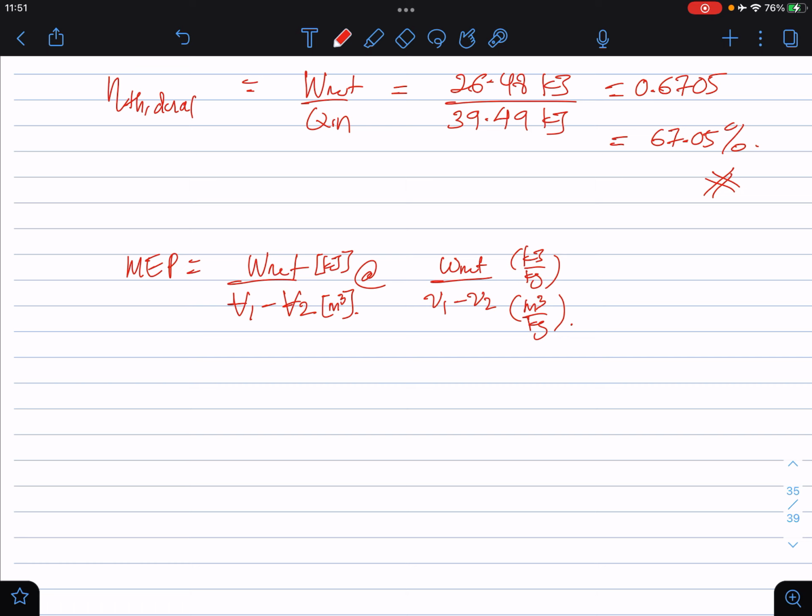So your unit must be consistent, either kilojoule or per unit kilogram. In my example on the diesel cycle, I already showed you how to get the MEP. But normally the question must give you the value of the pressure to calculate the volume, or it can also give you directly the value of the volume.